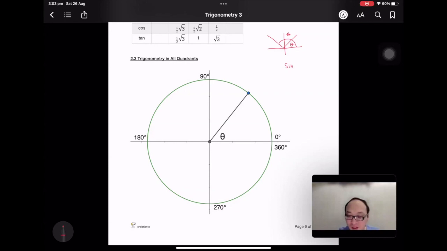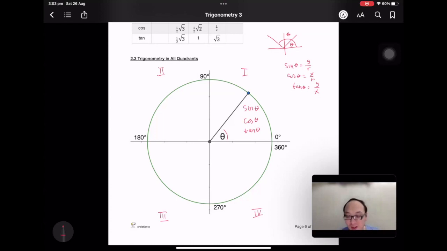We use sine theta equals y over r, cos theta equals x over r, and tangent theta equals y over x. So before, if we have theta as the acute angle, sine theta, cos theta, and tangent theta are all positive in the first quadrant. So we divide into 4 quadrants. This is the first quadrant, this is the second quadrant, this is the third quadrant, and this is the fourth quadrant.